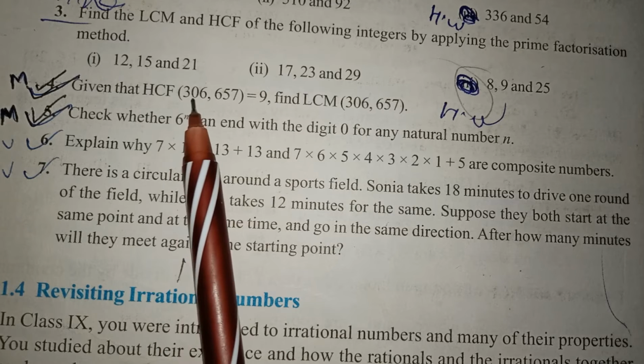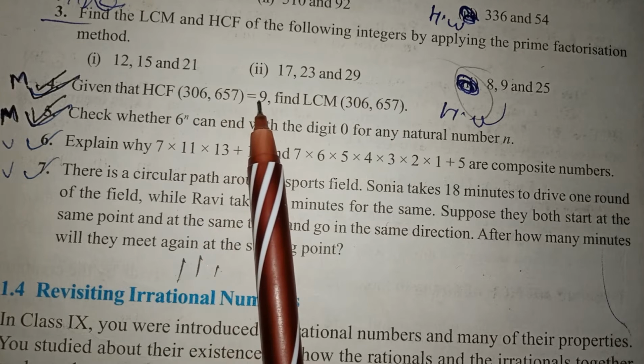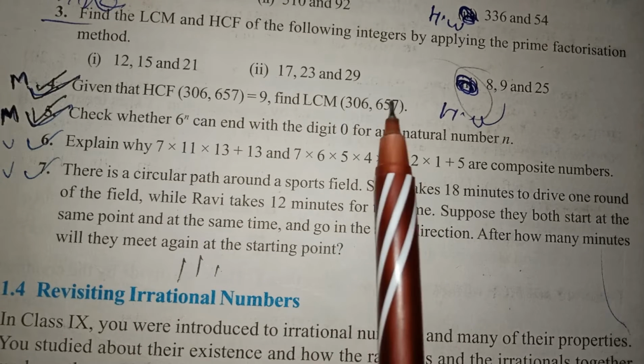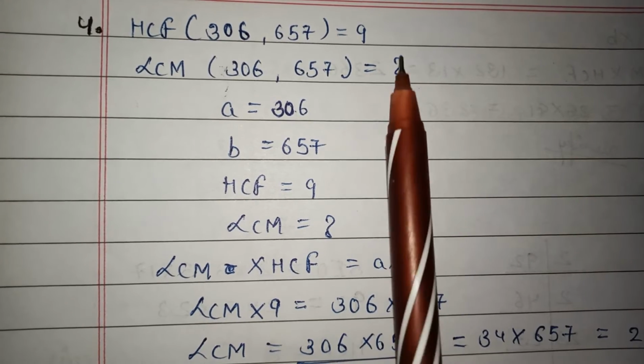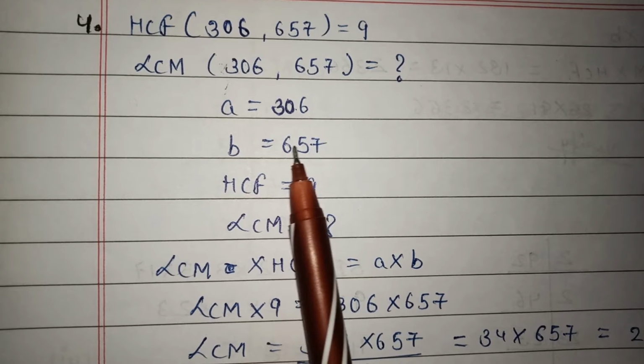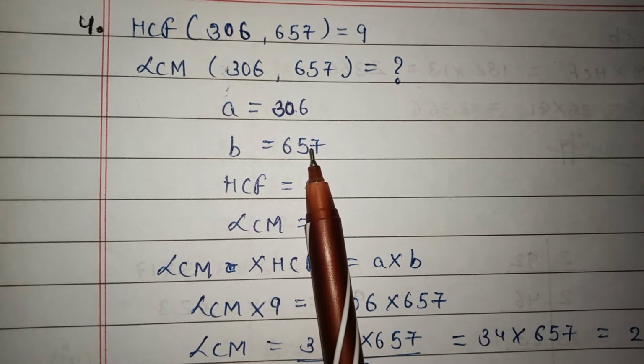Question number 4. The SCF of 306 and 657 is given as 9, and we have to find the LCM of these two numbers. The SCF is given as 9, we have to find the LCM, and the first number is 306 and let the second number be 657.